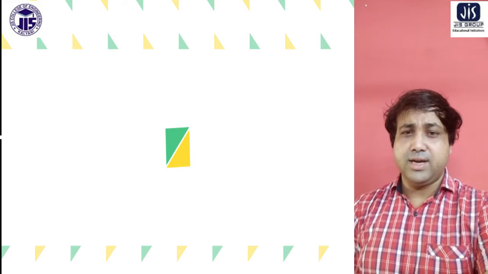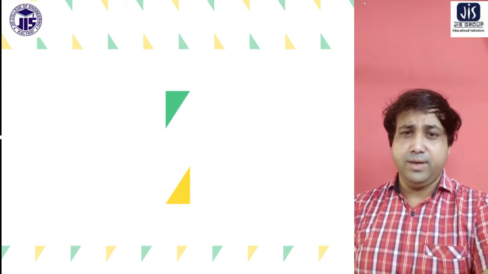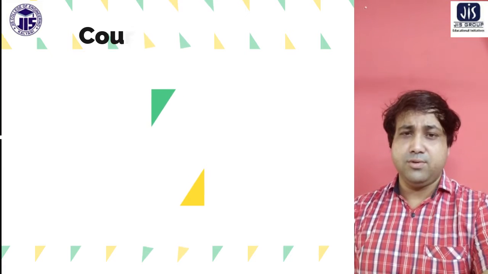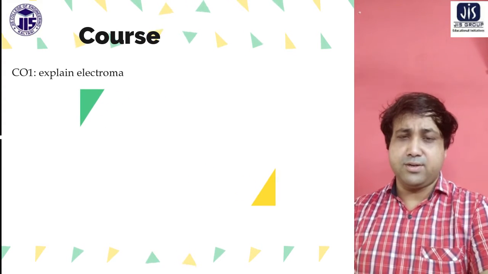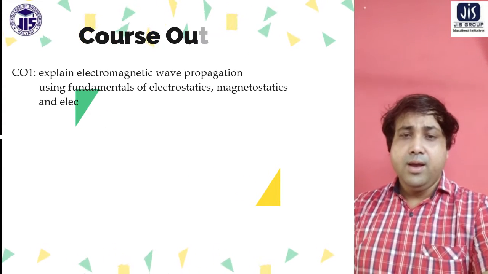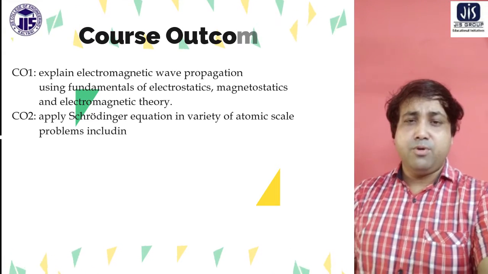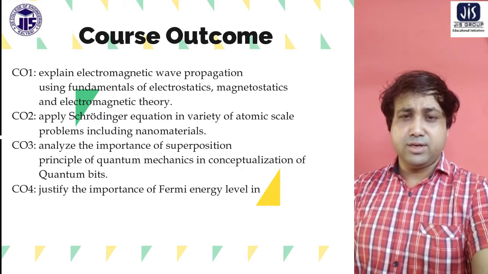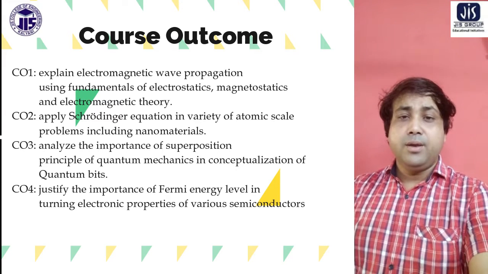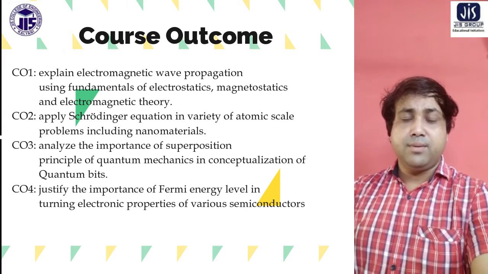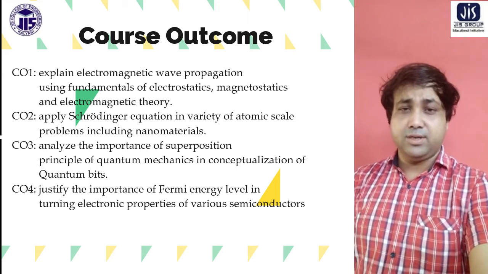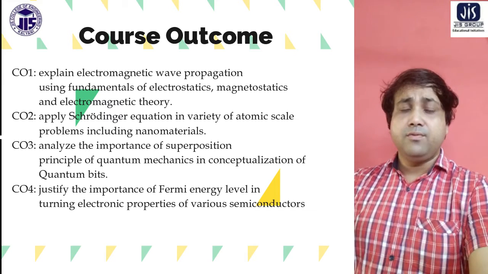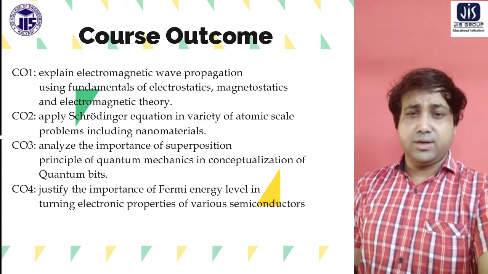Now the major course outcome of this Physics 2 course for CSE or IT students is that after undergoing this course, you will be able to explain electromagnetic theory with your basic knowledge of electrostatics, magnetostatics and electromagnetic theory. You will be able to explain the most modern computing devices using the latest ideas of quantum mechanics. You will be able to explain the operation of the most modern storage devices, and how they evolved from magnetic storage to semiconductor devices.